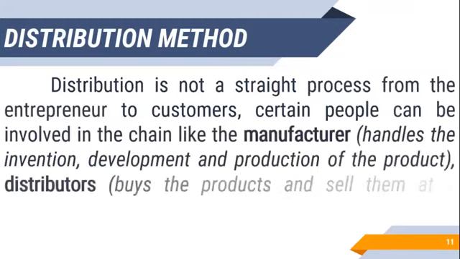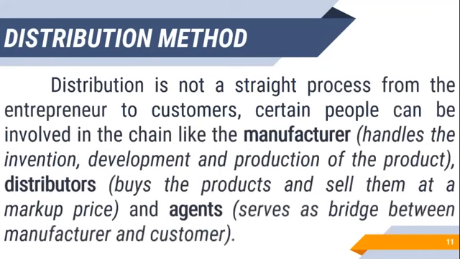One of the basic processes to be considered thoroughly is the distribution process. So now we are in the distribution method. In selling physical goods, the entrepreneur must plan the location, the processes, and the distribution of the products to the customers. The distribution is not a straight process from the entrepreneur to customers. Certain people can be involved in the chain like the manufacturer, distributors, and the agents.